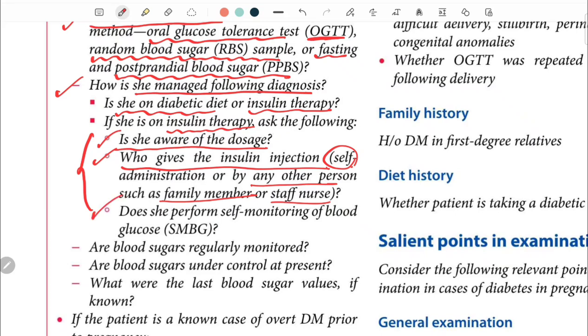Next, does she perform self monitoring of blood glucose, SMBG? That is to be asked. So how is she managed following diagnosis? Is she on diabetic diet or insulin therapy? Suppose she says yes to insulin therapy, is she aware of the dosage? Who is giving the insulin? And does she perform self monitoring of blood glucose?